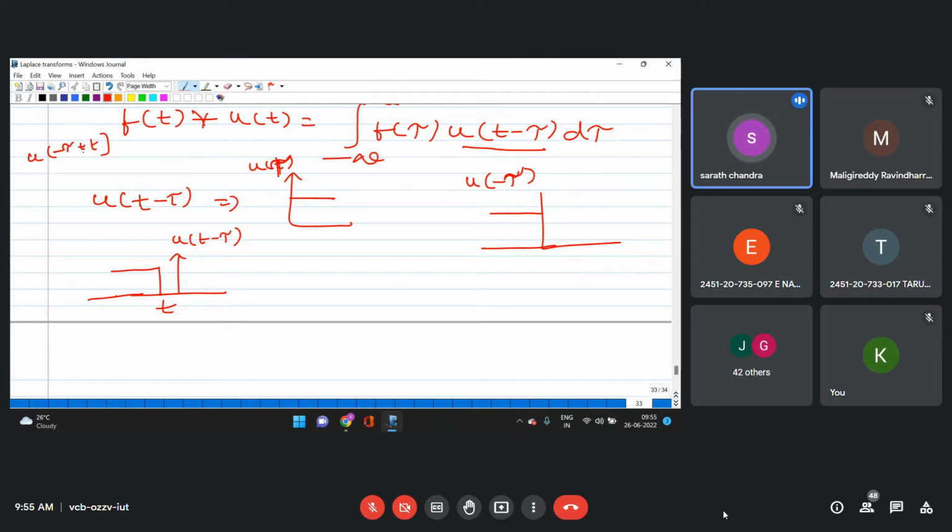If you do it this way it comes one way, if you do it the other way it comes another way, but at the end of the day this will be your answer, right? Minus tau plus t means advance, right? So this will be from minus infinity to t, right? So where is the signal, from where to where? Minus infinity to t. Is that clear?